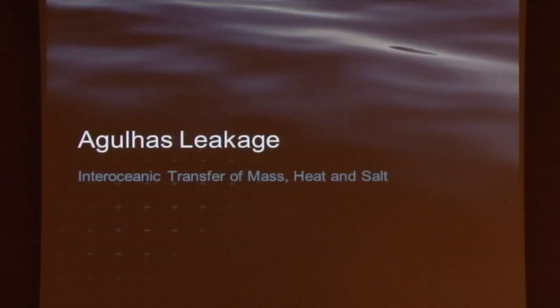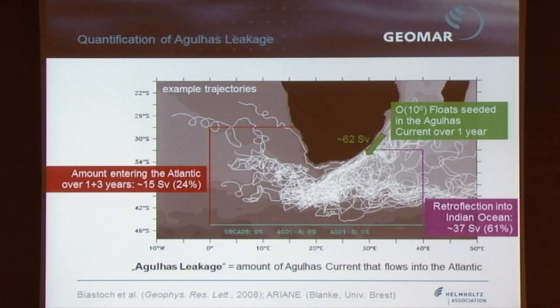Now, how did we estimate Agulhas leakage? Agulhas leakage is, of course, not only the interoceanic transfer of mass, it's also heat and salt. And heat and salt are, of course, the important ingredients later on. Well, we did it in a Lagrangian technique, also by a French product by University of Brest, with a software package called Ariane, where we use the full four-dimensional state of the model.